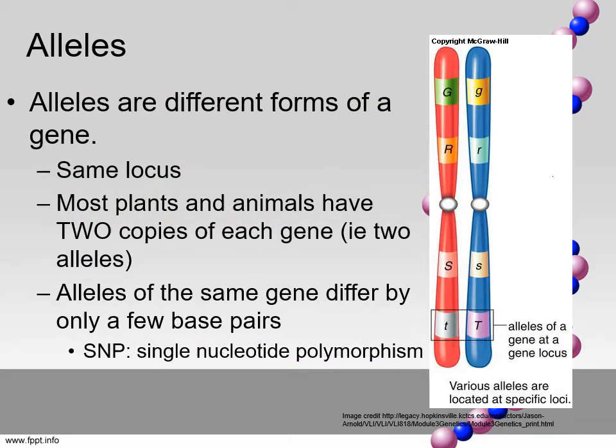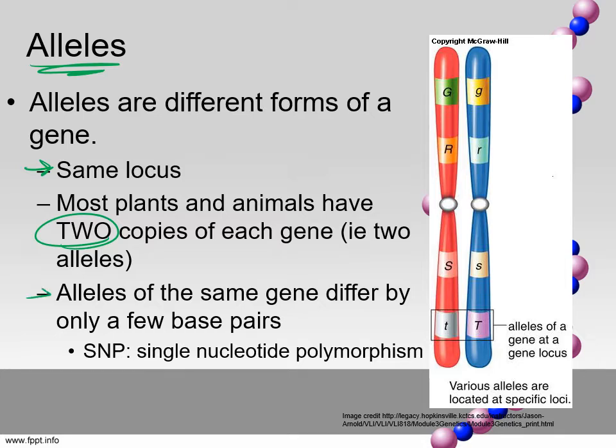We mentioned on the previous slide that you get the same genes from each of your parents, same genes on the same chromosomes and the same locations, those same loci. But we don't necessarily get the same versions of those genes. And those different versions of genes are called alleles. So alleles are different forms of a gene. They are going to be in the same locus on the same chromosome. Most of us, plants and animals, have 2 copies of each gene. So 2 alleles, one from mom and one from dad.